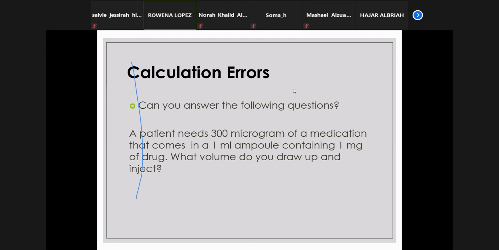Can you answer the following questions? Okay. So you can turn on your mics. A patient needs 300 microgram of a medication that comes in a 1 ml ampule containing 1 milligram of drug. What volume do you draw and inject? You have 30 seconds.